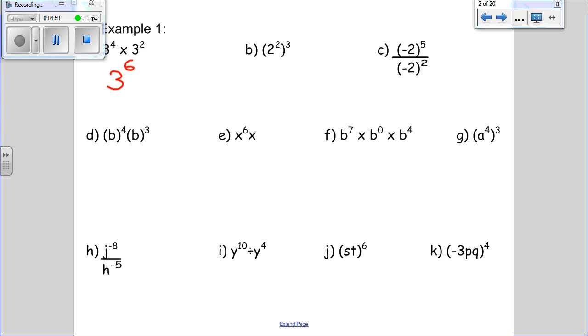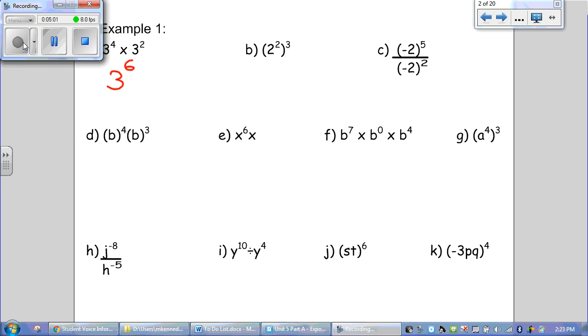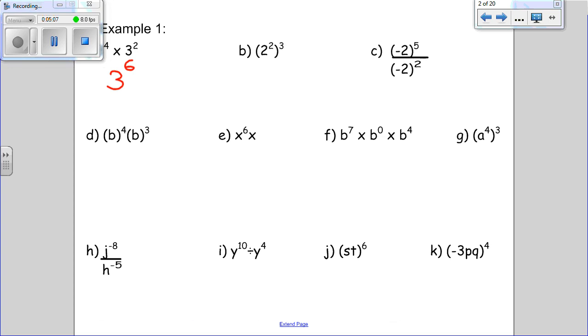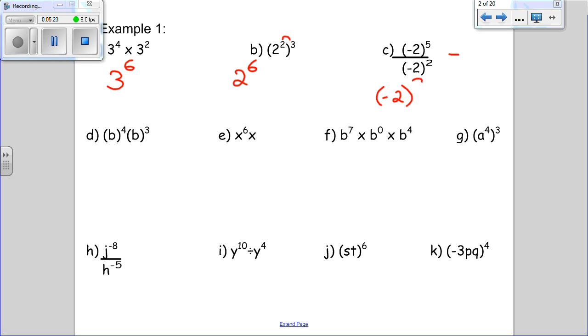I'm going to rip through them. If you have a question on one of them, just stop me. This second one would be power of a power. So the 3 comes in, it multiplies by the 2, to become 2 to the power of 6. The next one is a division problem, so that means we're subtracting the exponents. So it would be negative 2 to the power of 3, because 5 minus 2 is 3.